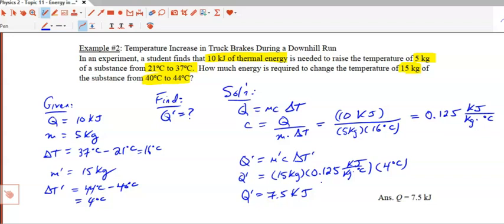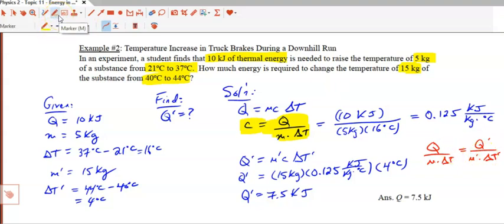By the way, if you want maybe a faster way, you could probably just do this as ratios. You could say that the specific heat is the same, right? So you could say that Q over M delta T initial is equal to Q prime over M prime times delta T prime. And then you could substitute your numbers in and essentially solve for the unknown, which would be Q prime. That's another way of doing it. Yep, hope that makes sense.